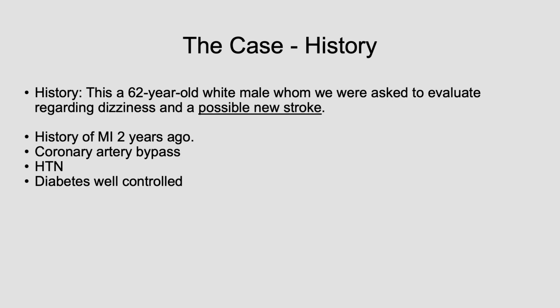So let's look at what we're going to underline. History, this is all you need to know. Why was he admitted? Possible new stroke. Okay, all of this information, we don't need to know how old he is or what race he is. We need to know possible new stroke. That's why he's being seen.